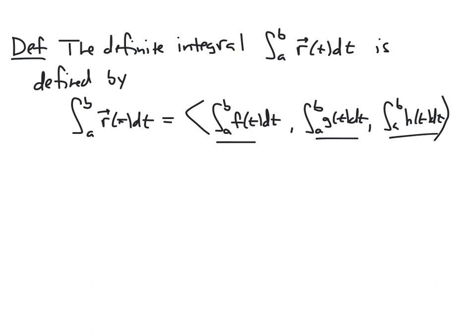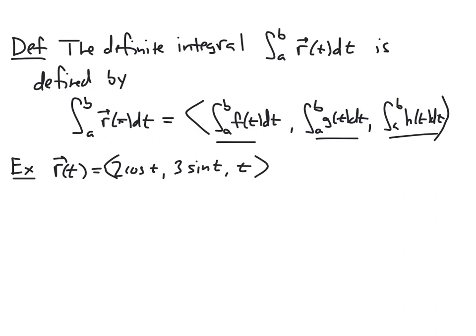So let's say, for example, we use the same function that I just had in that previous example. What was it? It was r of t equals 2 cosine t. I'm going to go ahead and put this in component form. I know it was in standard basis form before. 2 cosine t, 3 sine of t, and t.